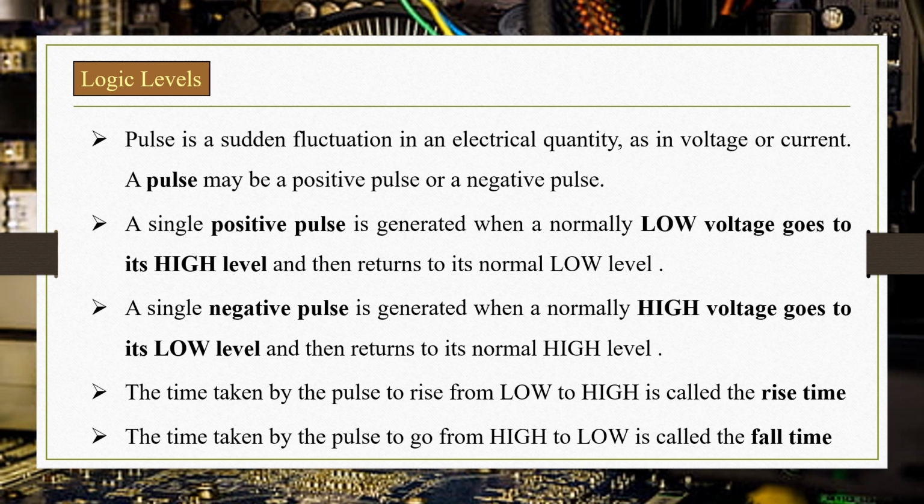A single negative pulse is generated when a normally high voltage goes to low and then returns to its normal high. That is a transition from 1 to 0 and then 0 to 1. That is the single negative pulse. The time taken by the pulse to rise from low to high is called the rising time or rise time, and the time taken by the pulse to go from high to low is called the falling time or the fall time.